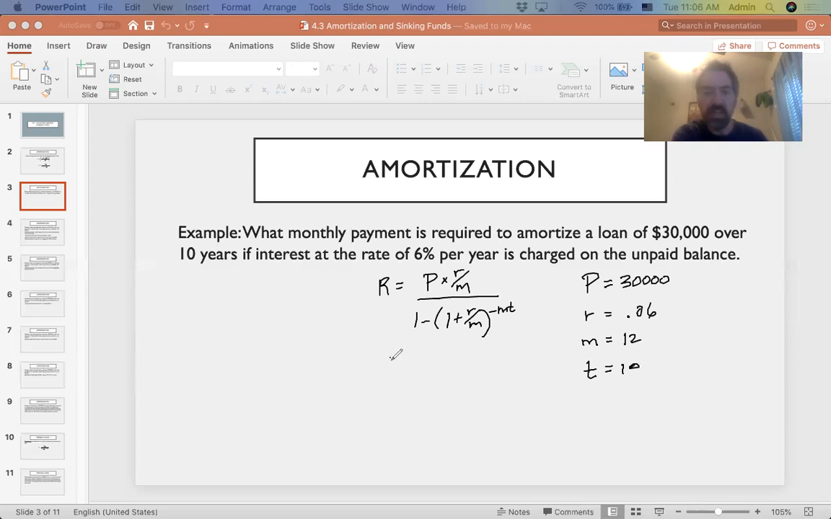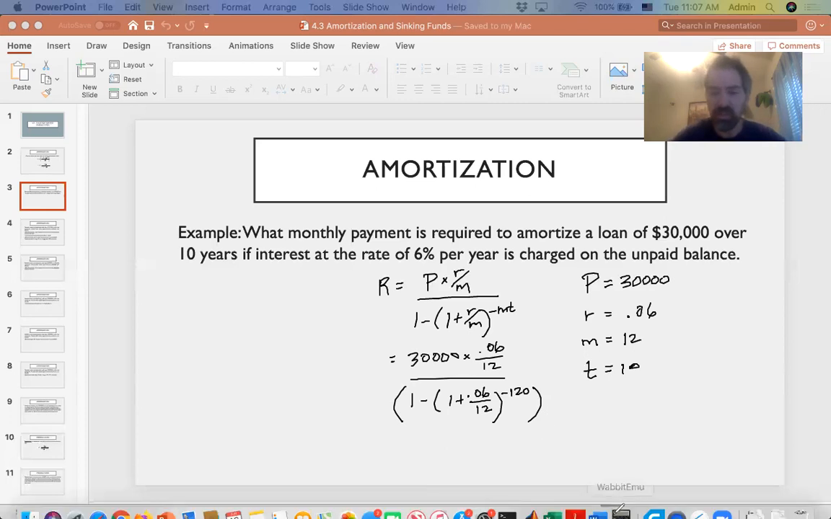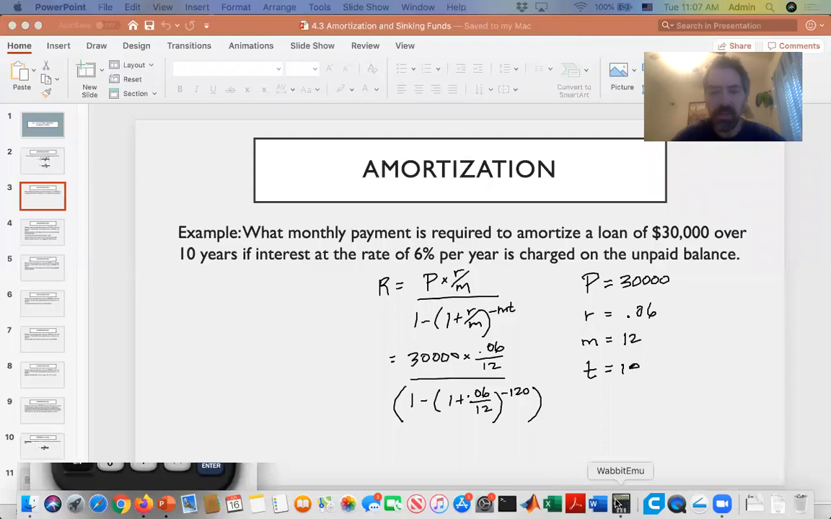So now we can plug into our formula. We've got P is 30,000 times 0.06 divided by 12. And we're dividing that by 1 minus 1 plus 0.06 divided by 12 raised to the M times T, 12 times 10 is 120. Now in the calculator, we're going to need parentheses around the entire denominator. We don't need parentheses around the numerator. That's not necessary.